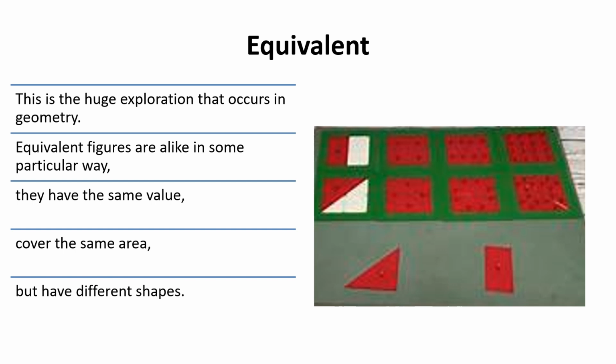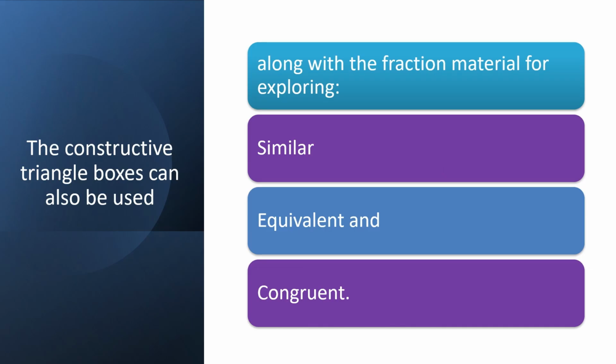This is the huge exploration that occurs in geometry. Equivalent figures are alike in some particular way. They have the same value, cover the same area, but have different shapes. The constructive triangle boxes can also be used along with a fraction material for exploring similar, equivalent, and congruent.